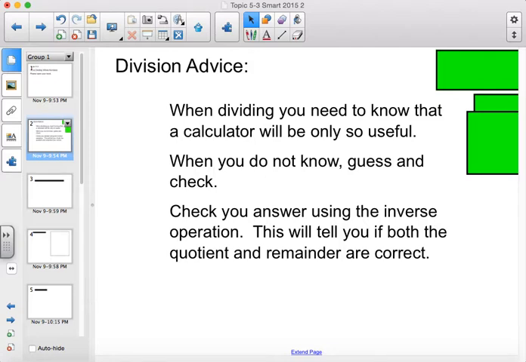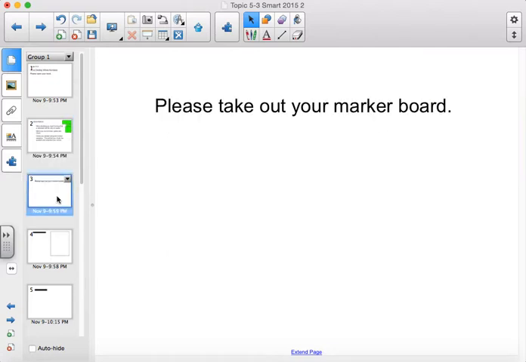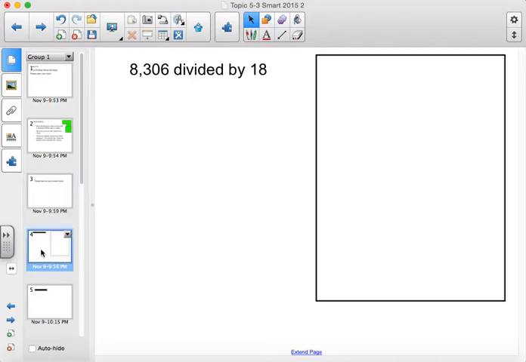Okay. With your marker board out, we're going to begin doing some problems. This is the first problem that I would like you to do. I'm going to pause the video and then I'd like you to do the problem. Okay kids, I'm going to show you how to do it. Jump in and check your work as we go.